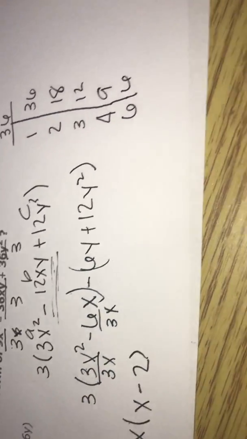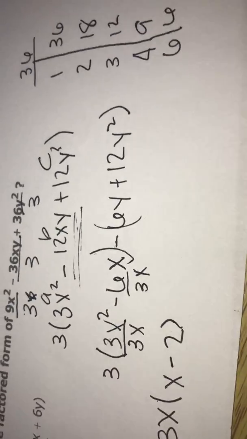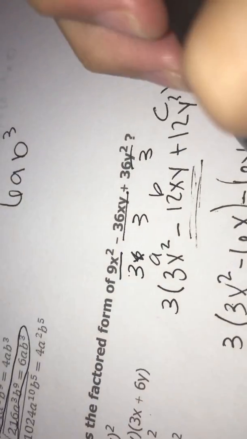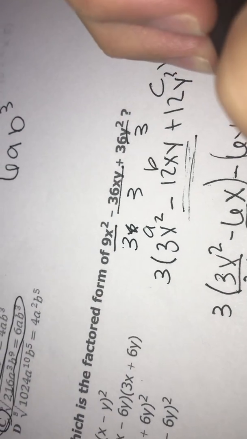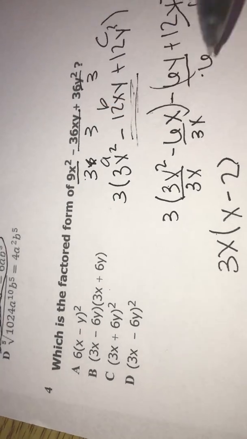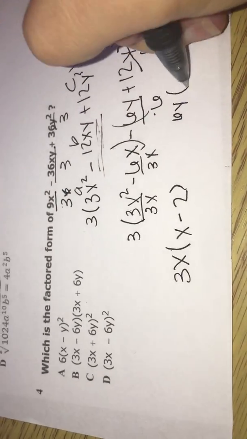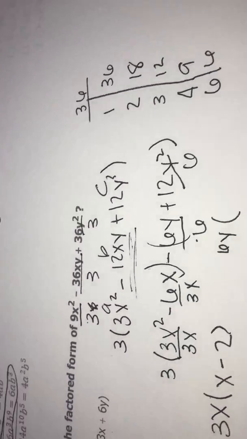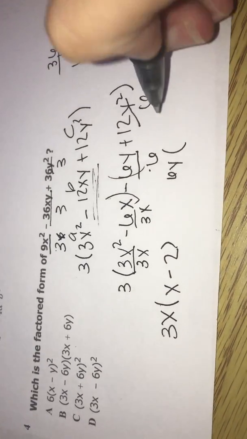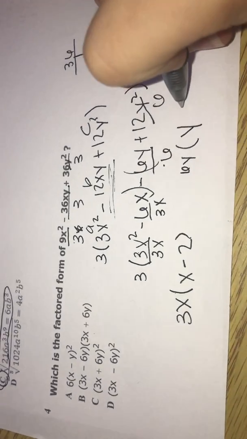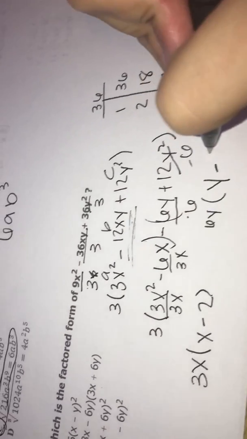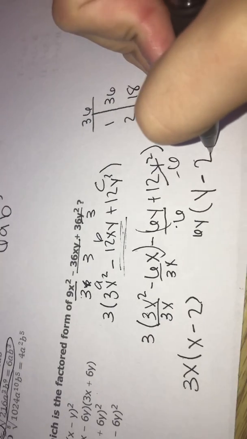Okay, and then negative 6xy and 12y squared are both divisible by 6y. So negative 6xy divided by 6y would be negative x, and 12y squared divided by 6y would be 2y.